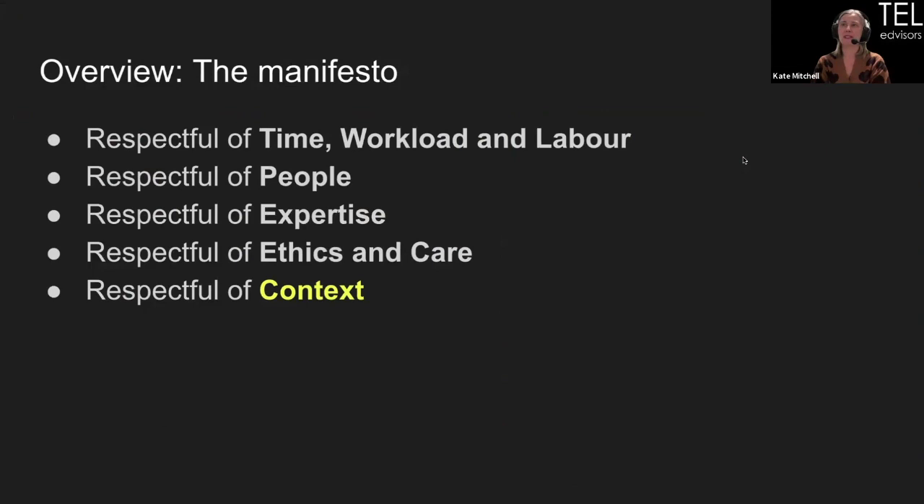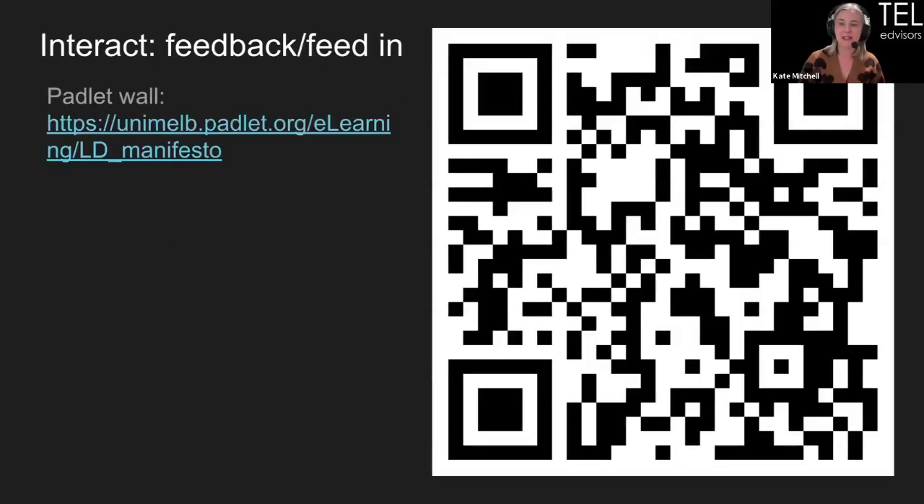So I'm going to hand it over to some other people who are going to do a better job of talking than I have. Essentially, the manifesto is really about respect for time, workload, and labour, respect for people, respect for expertise, respect for ethics and care, and respect for context. Context is highlighted mostly because, even though we're going to talk to it explicitly, it also really weaves into all of those principles, so it's something we will keep coming back to throughout. And I'm going to pass over in a minute to Meredith.